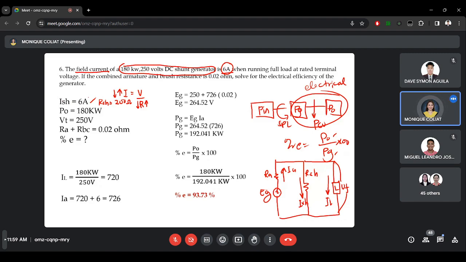Alin ang uunahin natin kuhanin? Which one? EG or IA?